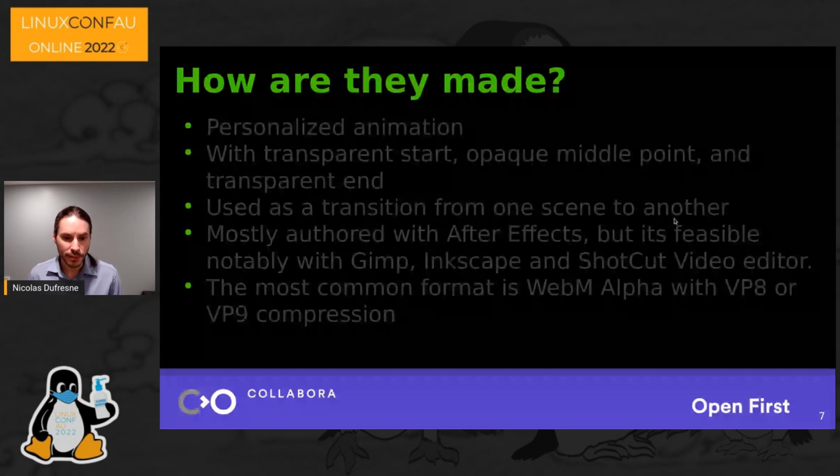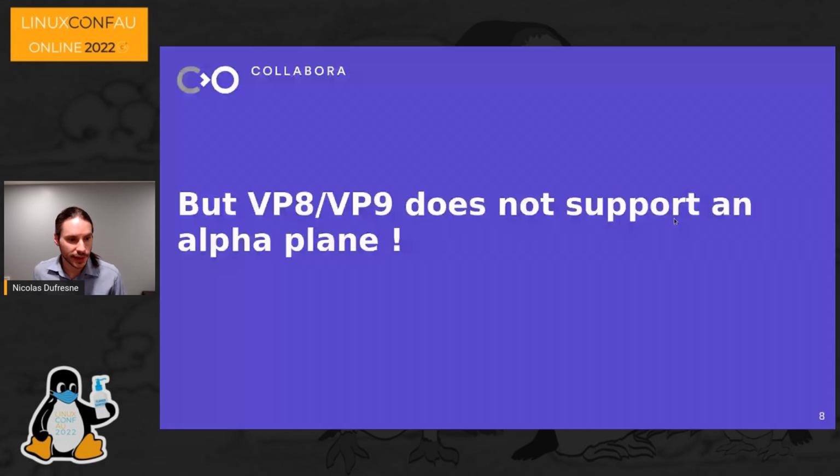And that's where the WebM team, which is a Google team, came up with a great idea, which is WebM Alpha, and they managed to do that using their royalty-free codecs, VP8 and VP9. But there's a but. There's a problem, because neither VP8 nor VP9 has support for an alpha channel. They only support 3 channels: the luma and the 2 chromas, the 2 color planes.